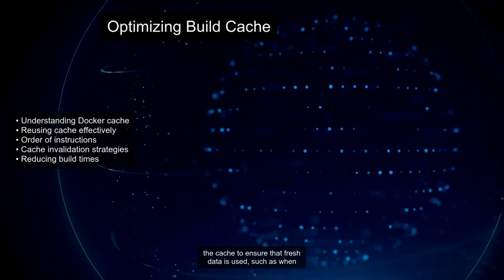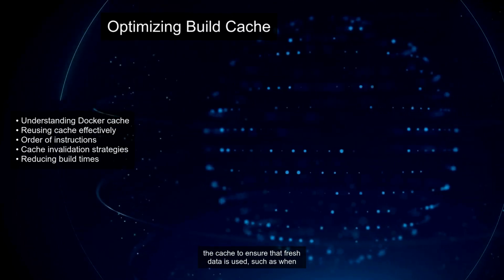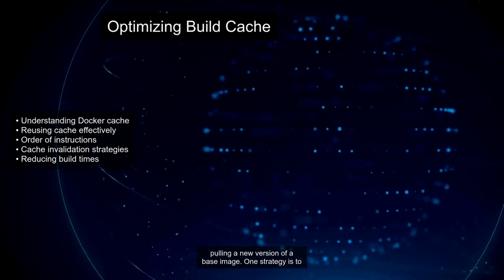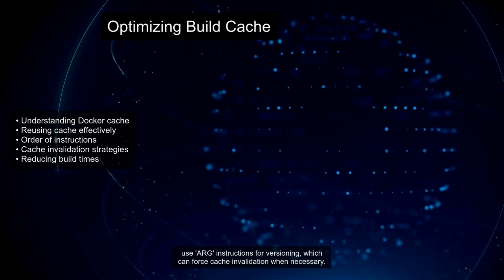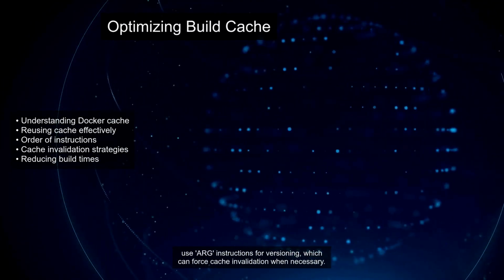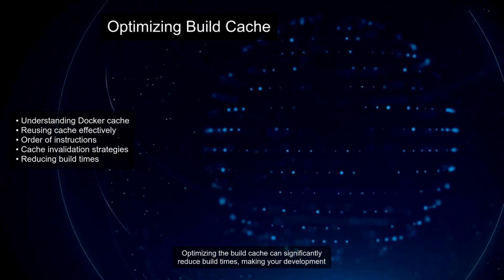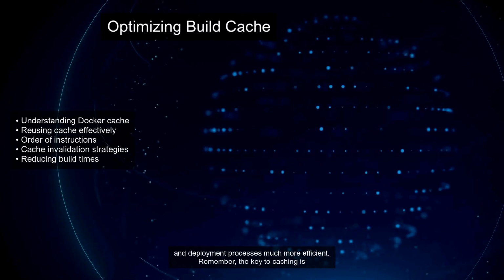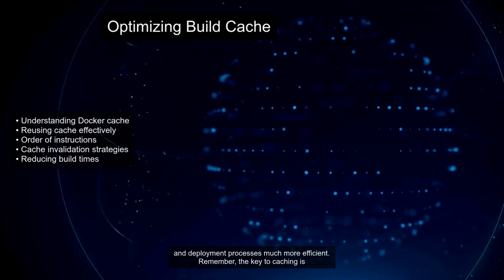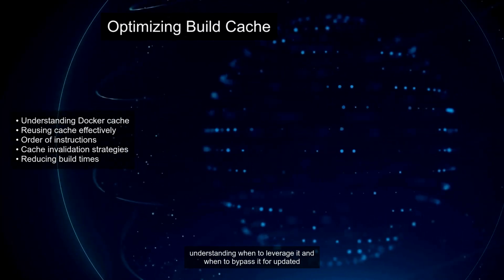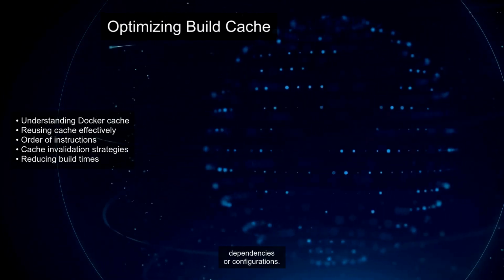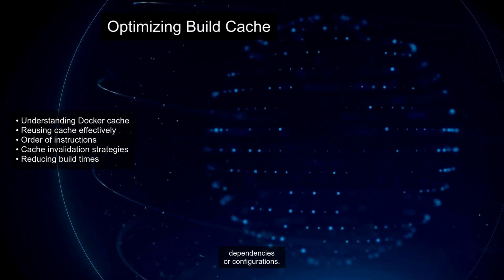However, sometimes you need to invalidate the cache to ensure that fresh data is used, such as when pulling a new version of a base image. One strategy is to use ARG instructions for versioning, which can force cache invalidation when necessary. Optimizing the build cache can significantly reduce build times, making your development and deployment processes much more efficient. Remember, the key to caching is understanding when to leverage it and when to bypass it for updated dependencies or configurations.